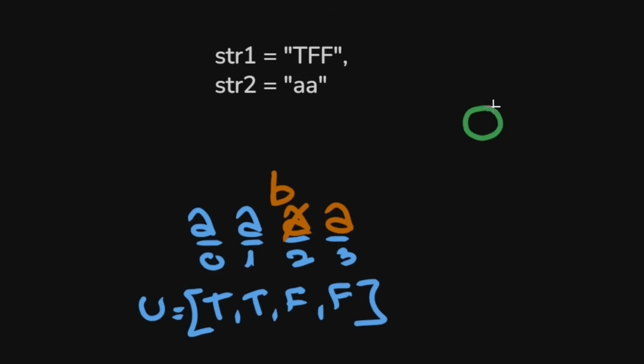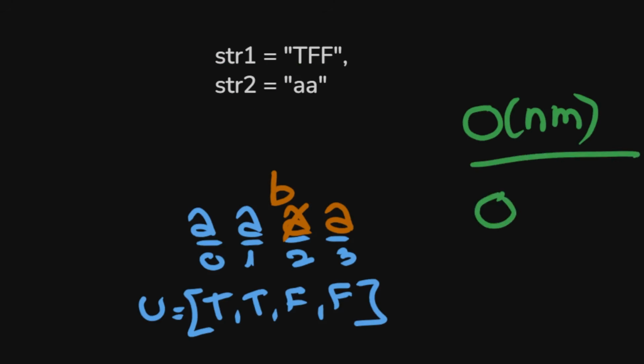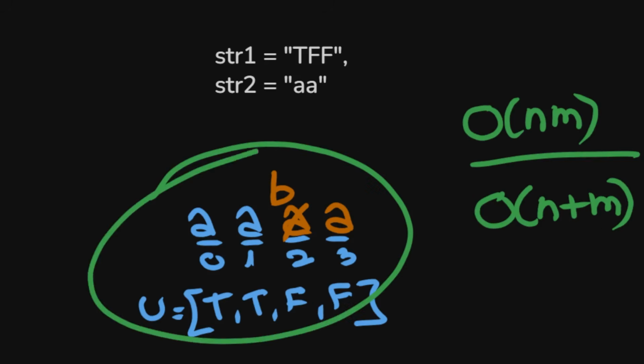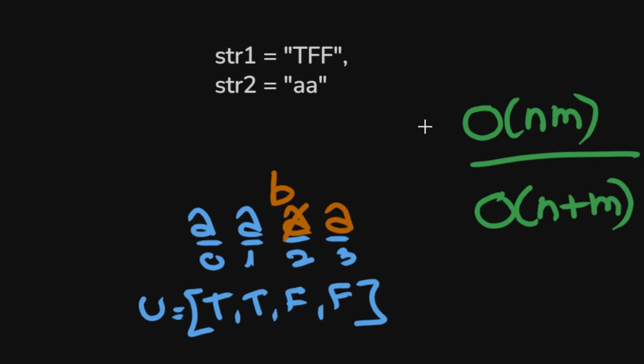Time complexity here is big O of nm, because we have to iterate every character in string number 1, and from each of these we have to iterate the corresponding length for string number 2. And space complexity is big O of n plus m, because this is required for these data structures. So with this in mind, now let's see how to code this up, and hopefully you will get the idea.